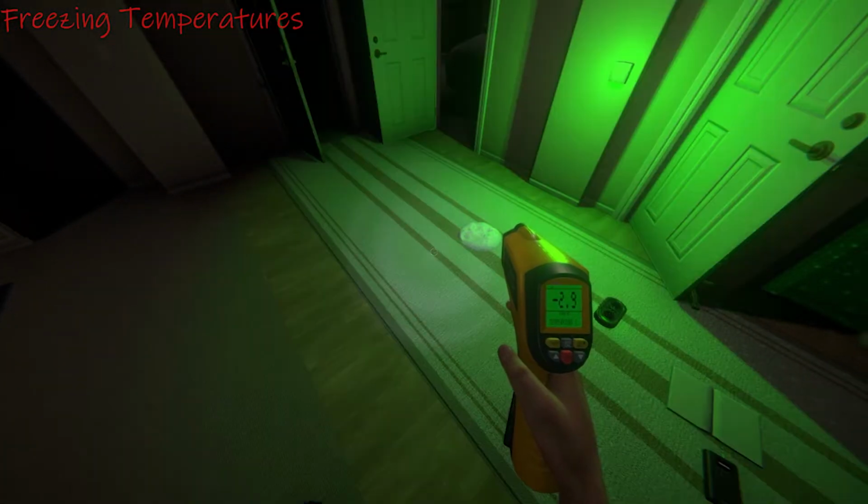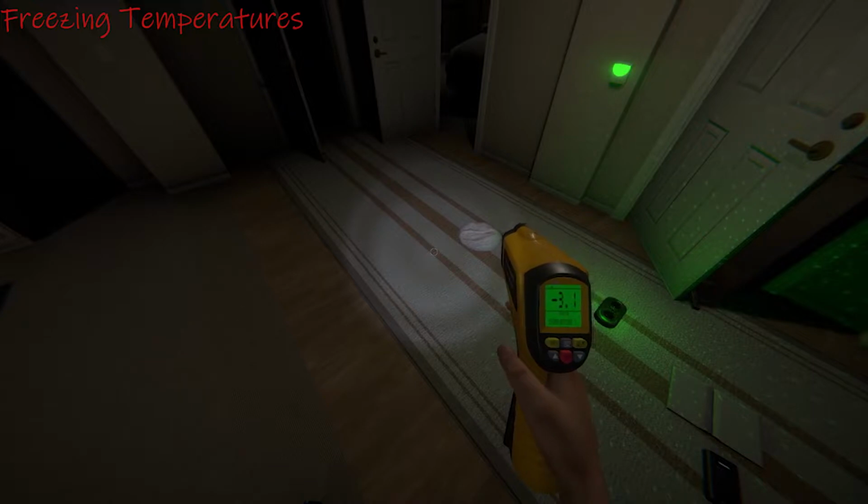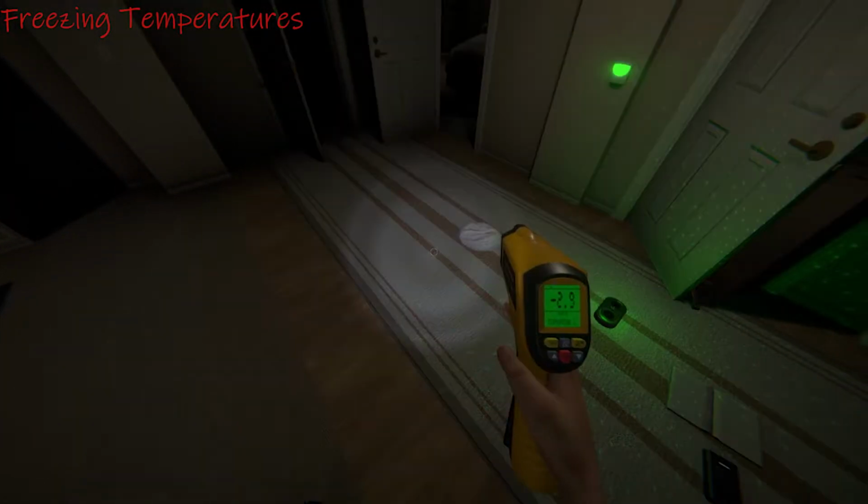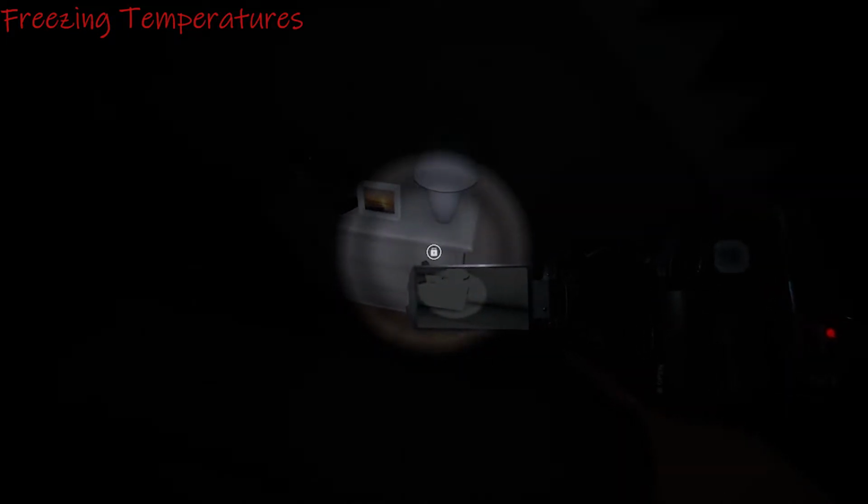Freezing temperatures. Freezing temperatures can be a negative reading on the thermometer. The thermometer must be on, and you must be inside the house. Please do not mistake outside freezing temperatures as freezing. Outside of the house has its own temperature system. Reading must be inside the house. Another good indicator, if you're not using the thermo, is you will see your breath.